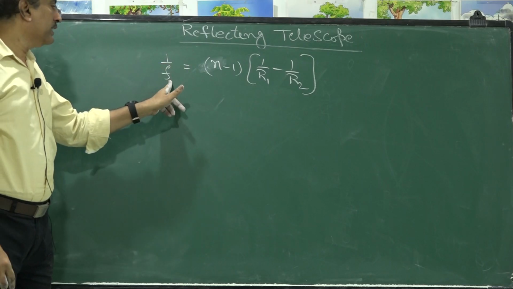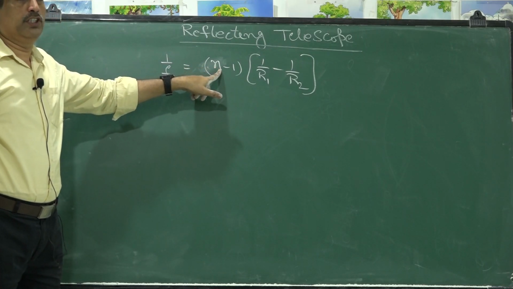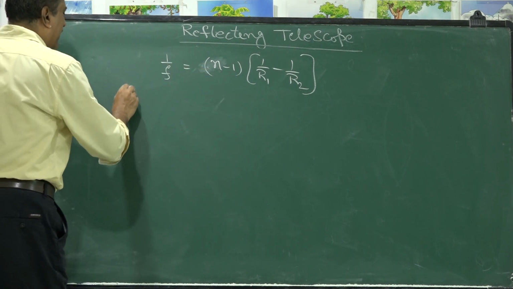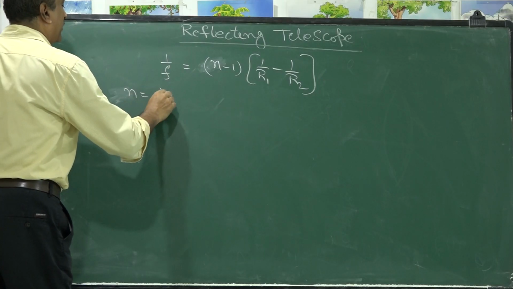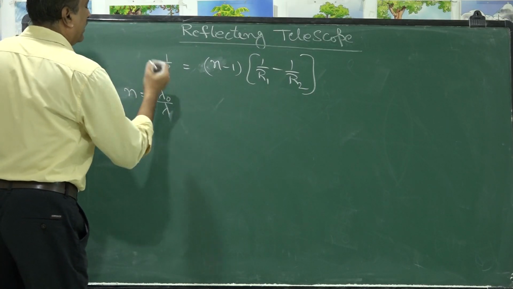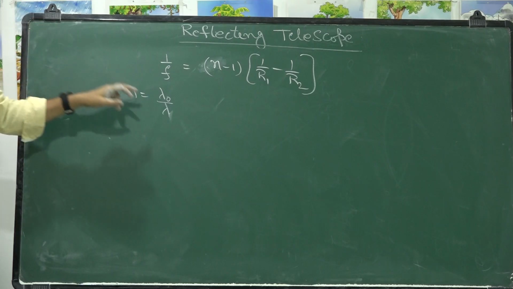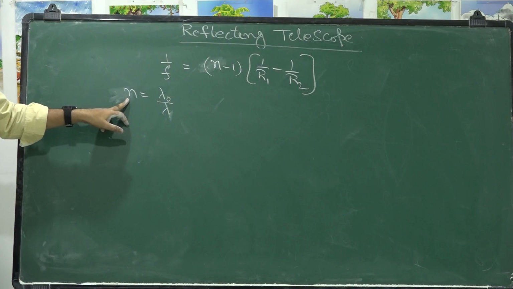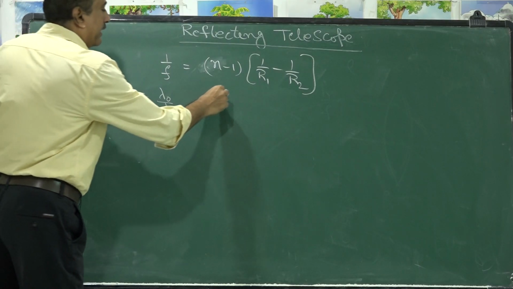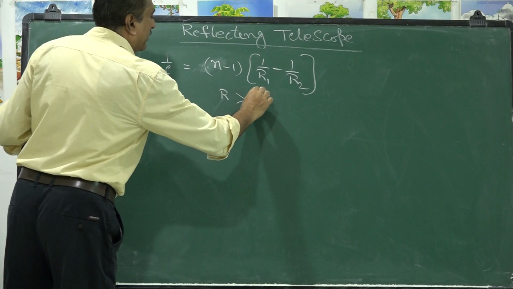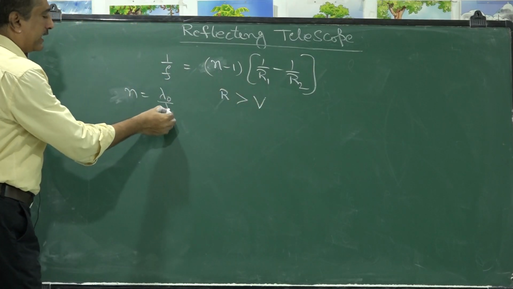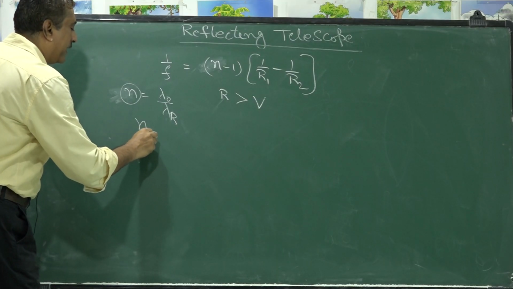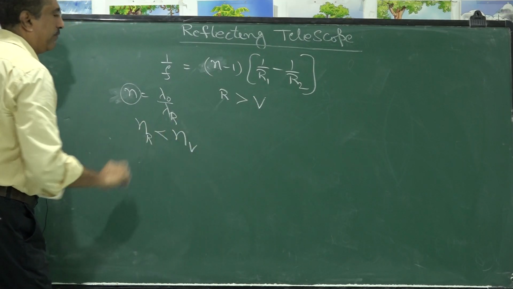That means the focal length is inversely proportional to the refractive index. For refractive index, n is equal to lambda 0 by lambda, where lambda 0 is the wavelength of light in air and lambda is the wavelength of light in that particular medium. For red color, the wavelength is more compared to violet color. That means red wavelength is more, so the refractive index will be less. So n for red is less than n for violet.